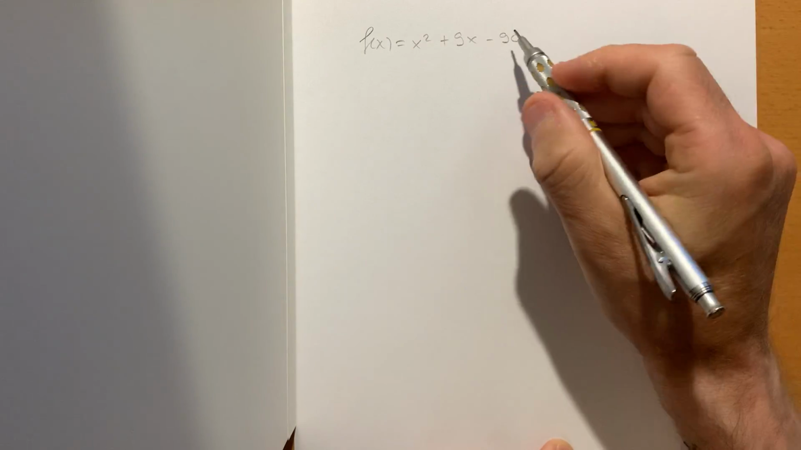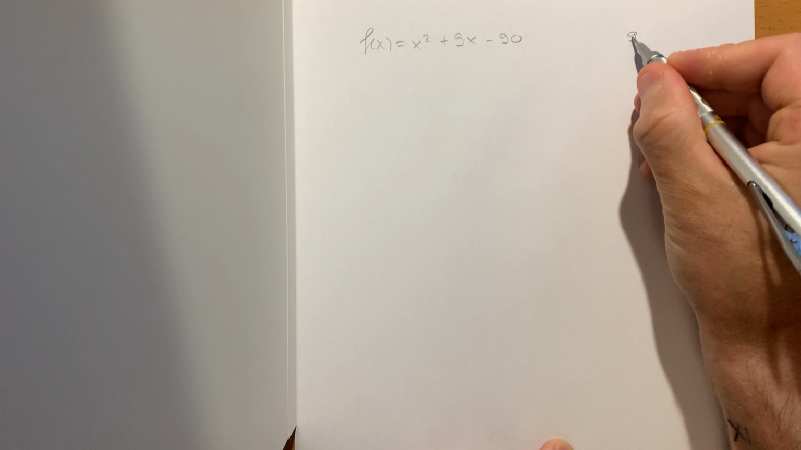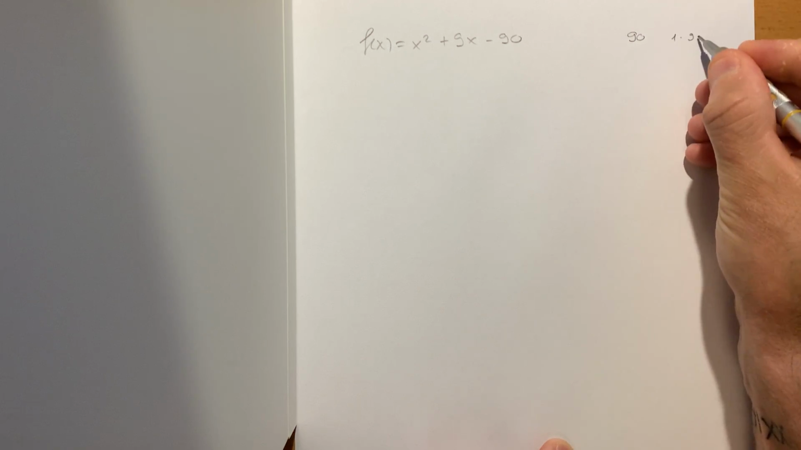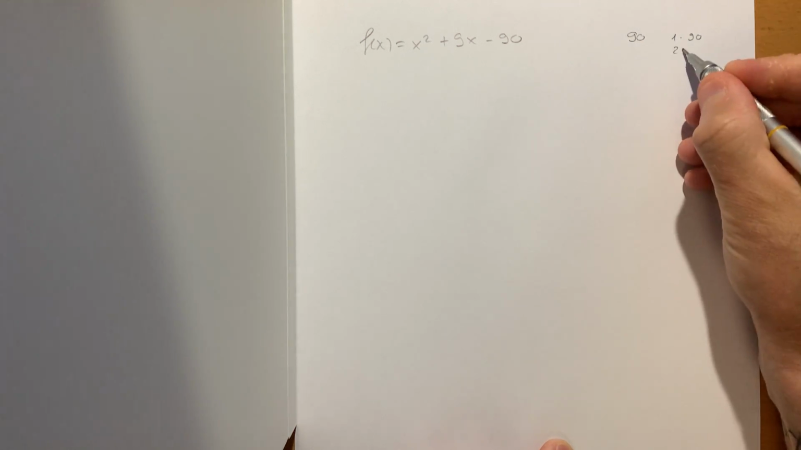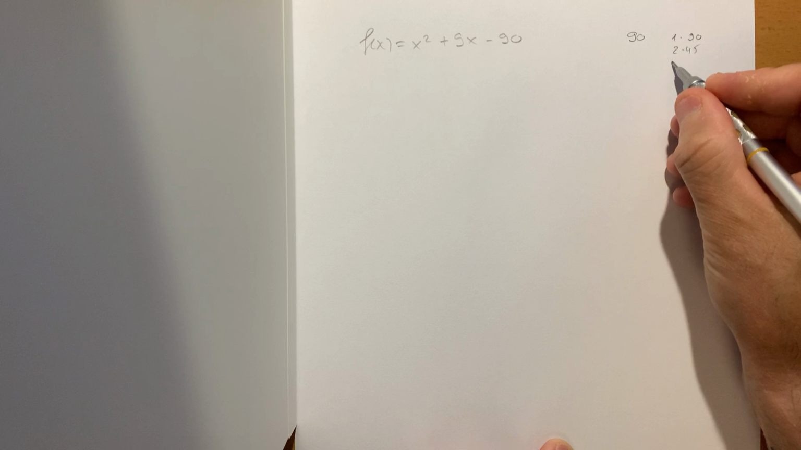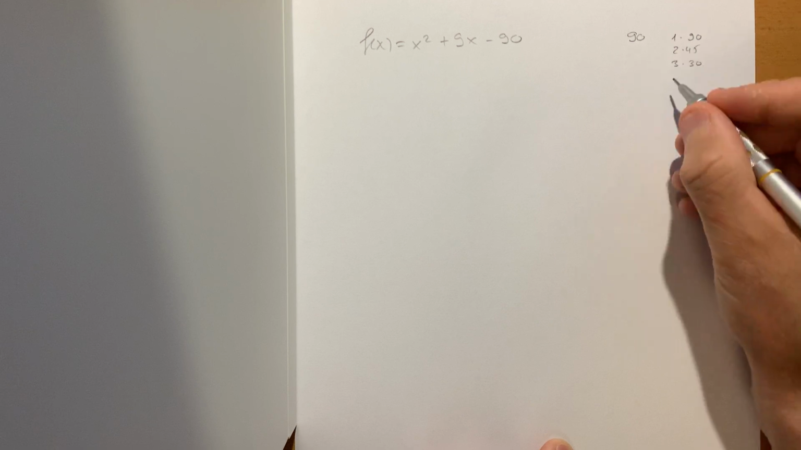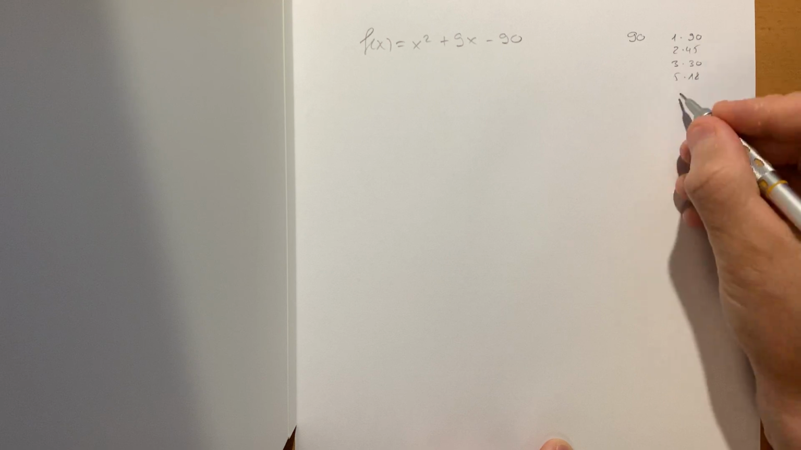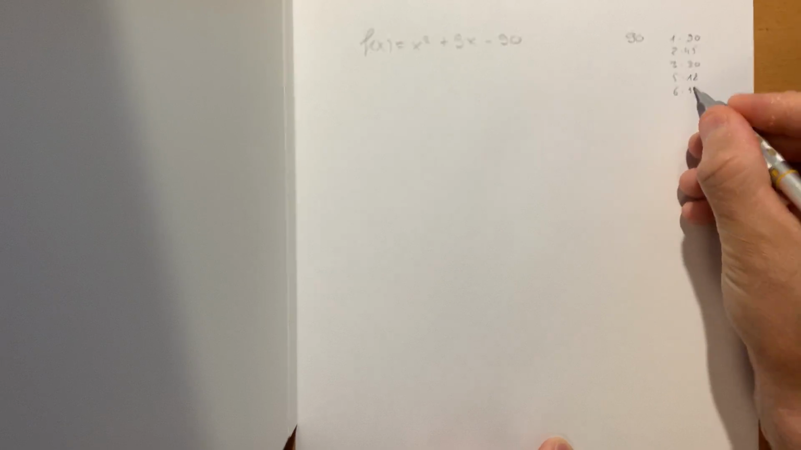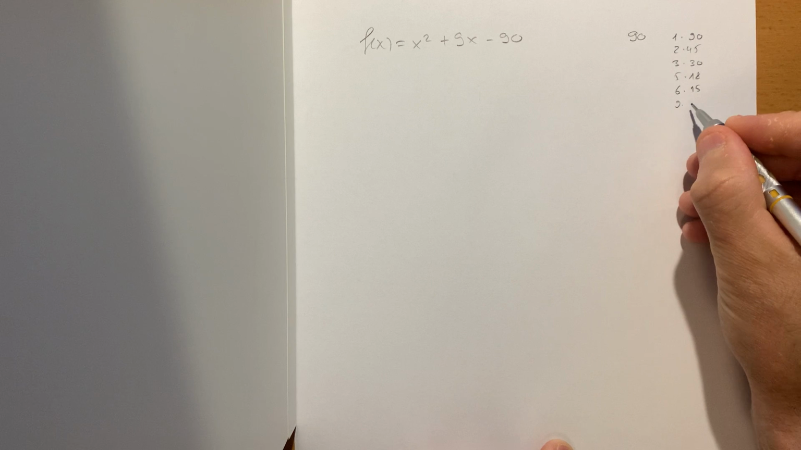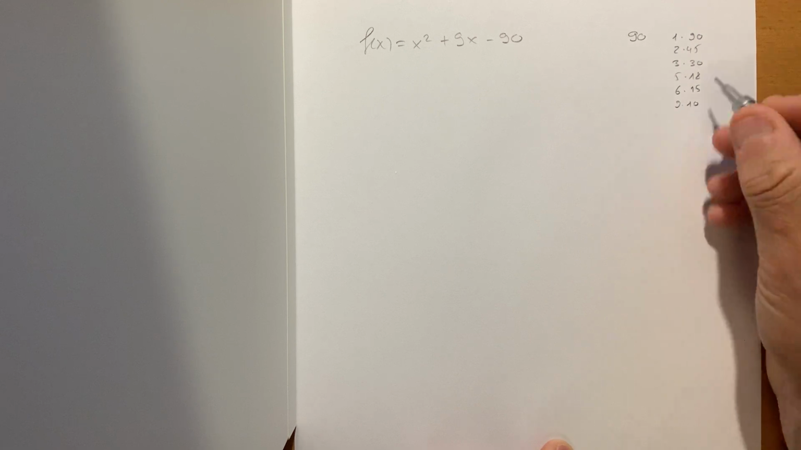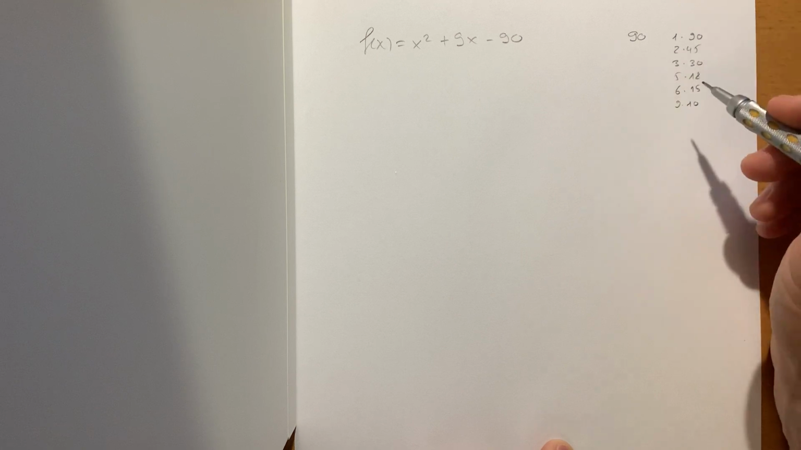So first we have to look at the 90. 90 can be achieved by multiplication: 1 times 90, 2 times 45, 3 times 30, 4 is not possible, so 5 times 18, 6 times 15, and 9 times 10. And from now on it would change to 10 times 9 and so on, so it's the same thing again.